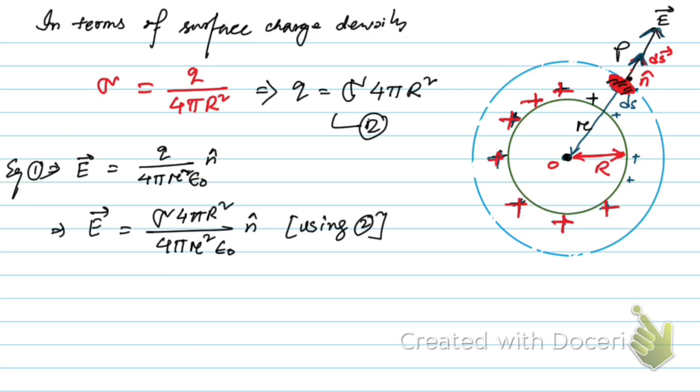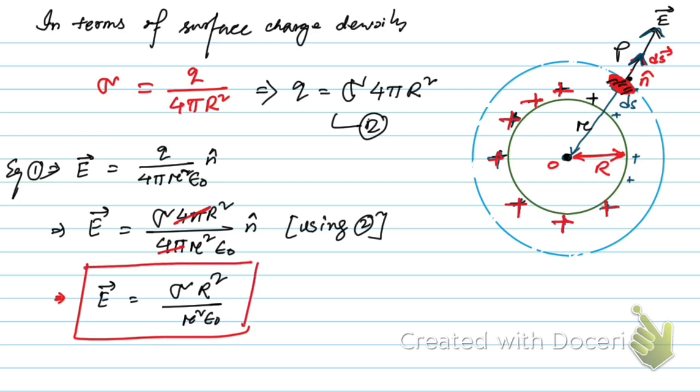So here you see 4 pi cancel, then this expression becomes this: electric field E is sigma R square by small r square epsilon naught. So you're gonna get this, right? Okay, now let us take this equation as equation number 3. Now let me copy this equation number 3 and let me go to a new slide.